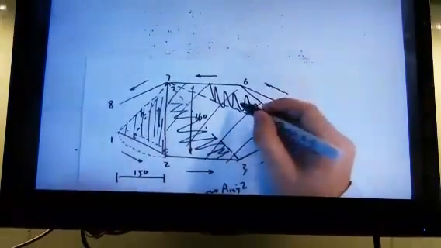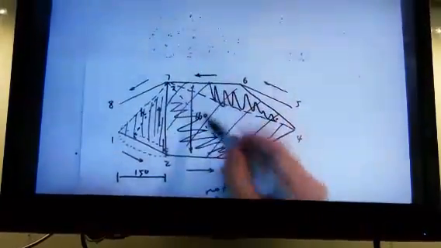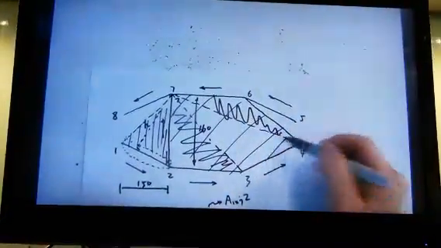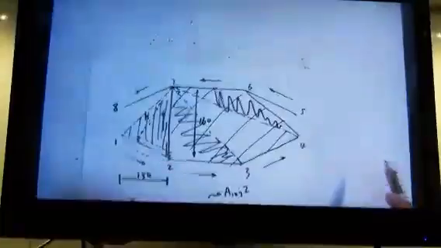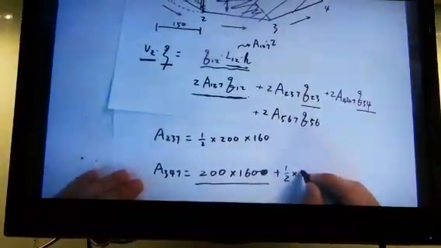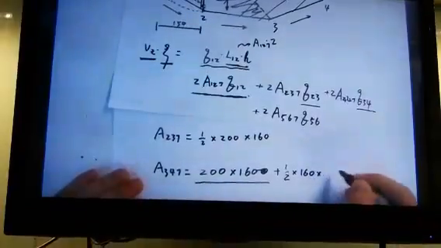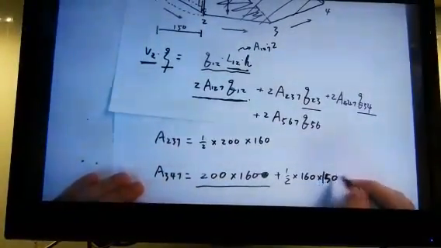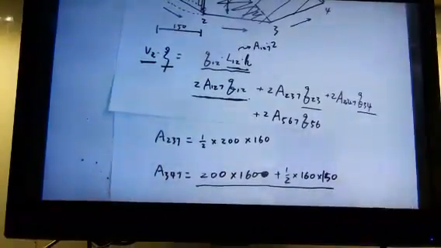As I said, I'm calculating the total area from here to here. So I need plus this small triangle. That's 3, 4, 6. That is going to be 1 half times the height, which is 150. So this is the total area.